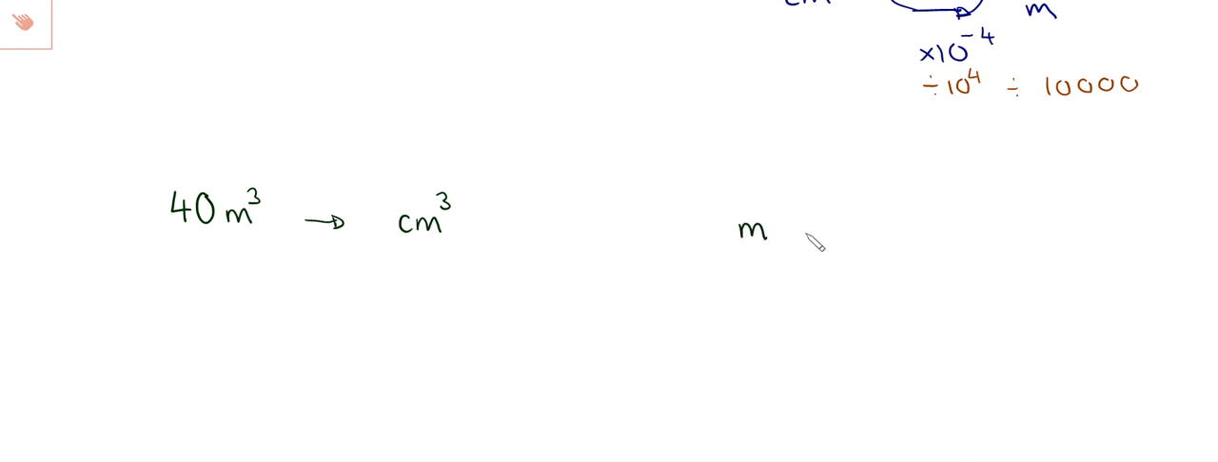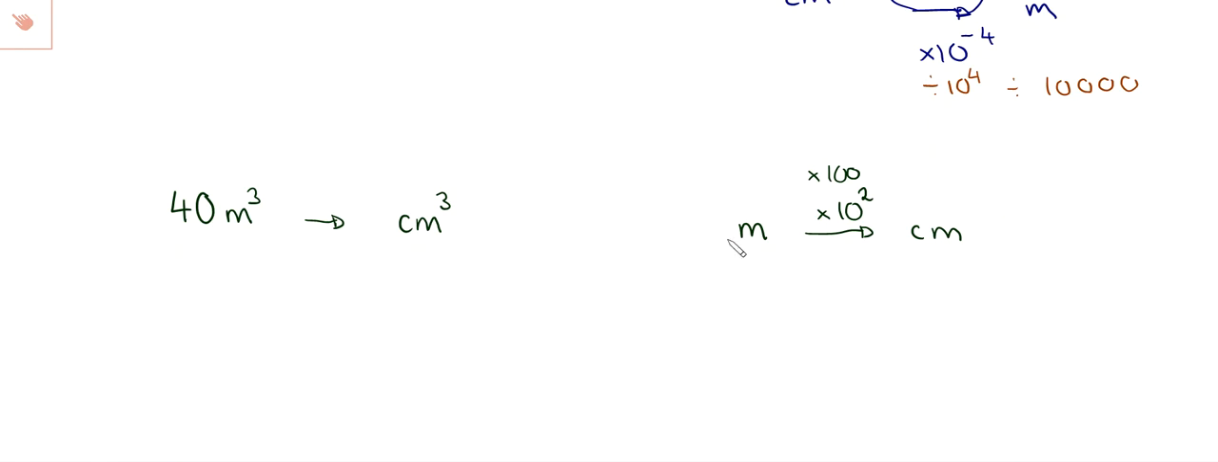I'm going to write meters to centimeters. Well, if it was that way, it would be times 10 to the negative 2. So we're going the opposite way, so it's times 10 to the power of 2. Remember that? Makes sense, right? Times 100. How many centimeters in 1 meter? Times 100. So we should be getting a bigger number because we're going to a smaller unit.